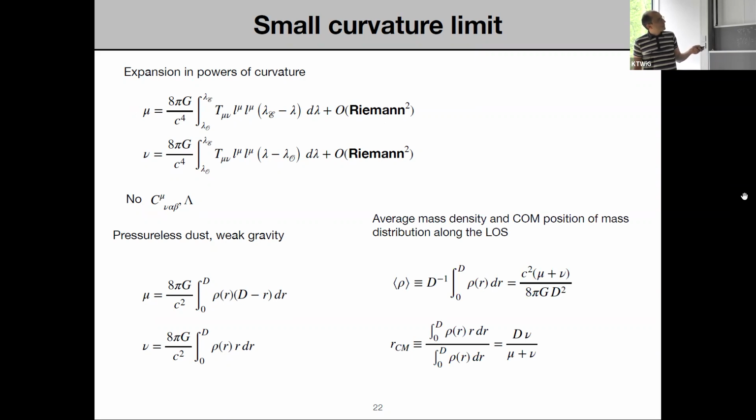And using these relations, we can pass to a bit more physical quantities, for example, the average matter density along the line of sight. If we know the distance between these 2 points, then we can express the average mass density using mu and nu. And another quantity we can express is the first moment, or for example, the position of the center of mass of this mass density profile. So basically, the first 2 moments of the density profile along the line of sight is something we can express using mu, nu, and the distance between these 2 points.